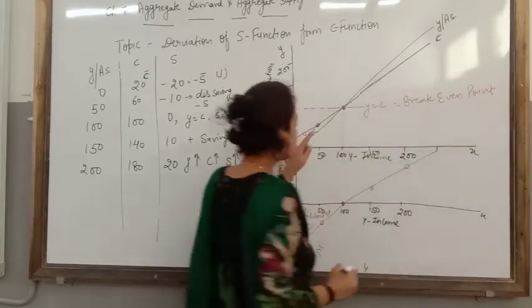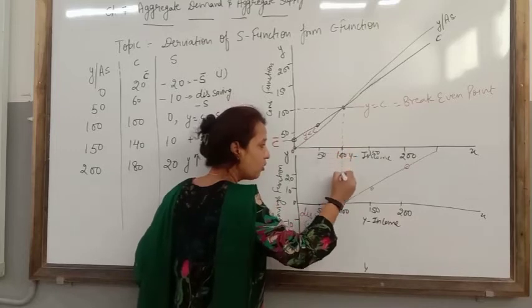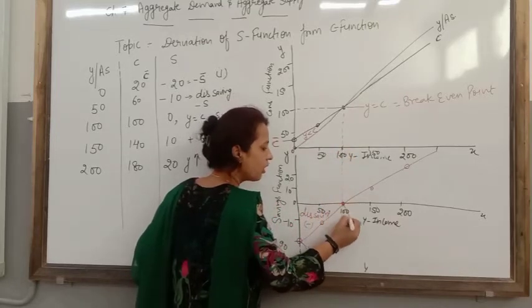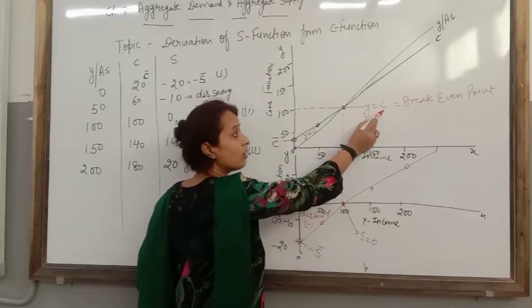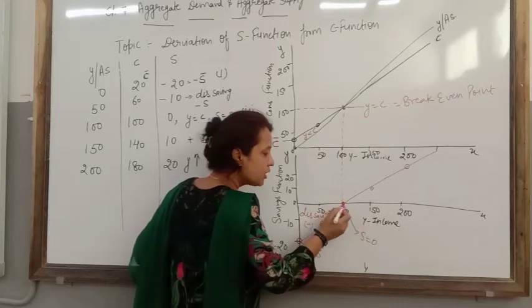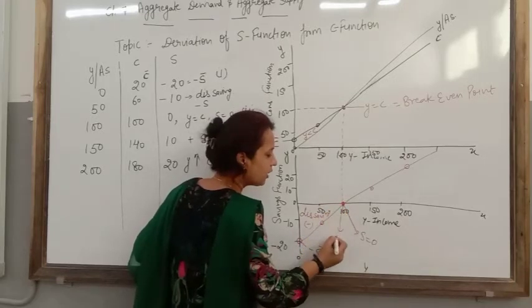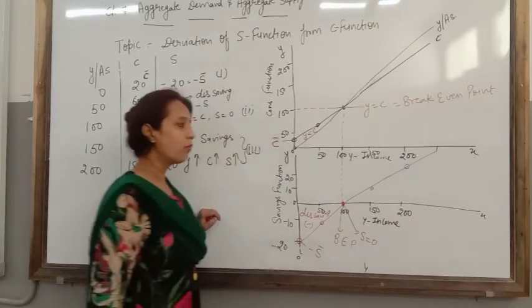When your Y is equal to C, then S will be 0. Same line you have to draw in that manner and you have to write S equal to 0, which shows that when your income is equal to consumption, saving will be 0. This point you have to write that is a BEP point, that is, break even point.